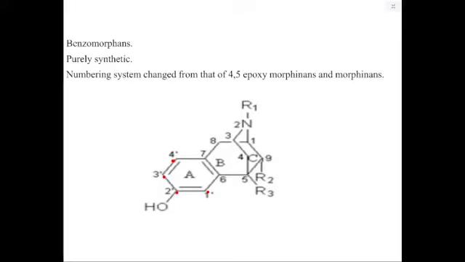And the positions on the benzene ring are numbered as prime positions. Now, the ring which is numbered from position 1, as the numbering is not yet complete, is actually the pyridine ring.